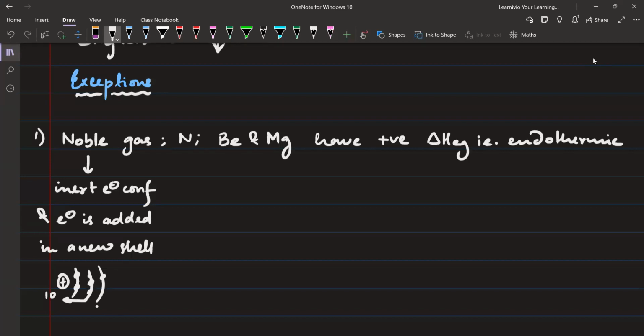That is why we have to add energy in order to add the electron. So this has inert electronic configuration, and the electron is added in a new shell. That is why noble gas configuration has positive electron gain enthalpy. In the case of nitrogen, nitrogen has 2p3 configuration and small size. Therefore, energy is required.